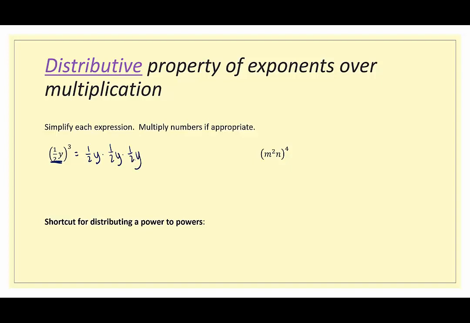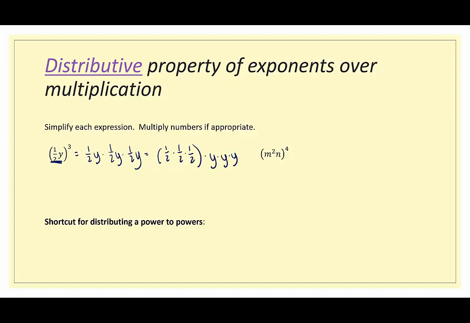Now I'm going to use another fun property called the associative property. We're going to put all my halves together because everything here is being multiplied. That's 1/2 times y times 1/2 times y times 1/2 times y. So I'm going to rewrite it so I have my 1/2 times 1/2 times 1/2, and then here I have y times y times y. That's what the associative property allows me to do.